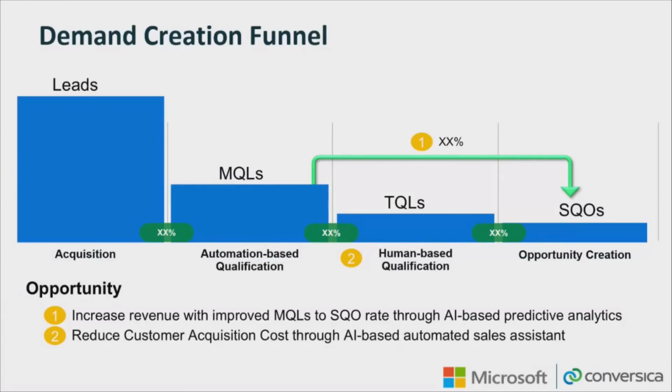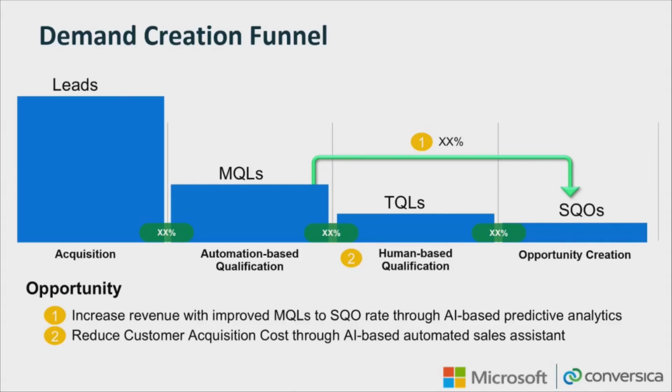Here's the process that we've started to apply AI to. So this is our demand creation funnel, an abbreviated version. It probably looks very similar to how you may measure your business. When you look across this, there's really two areas. The first is, how do we increase our conversion rates from MQLs to SQOs, so marketing qualified leads to sales qualified opportunities, through the use of AI-based predictive analytics. So basically lead scoring and saying, what's the highest probability MQLs to convert to SQOs, and giving those to sales first.